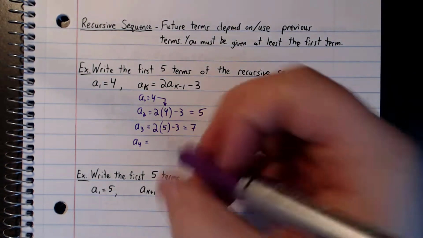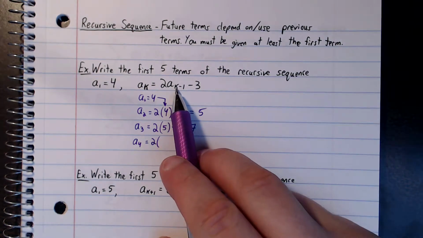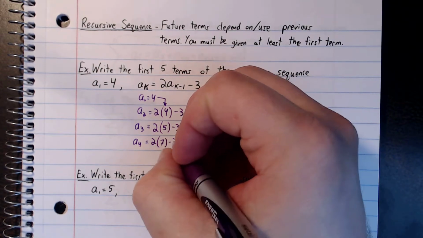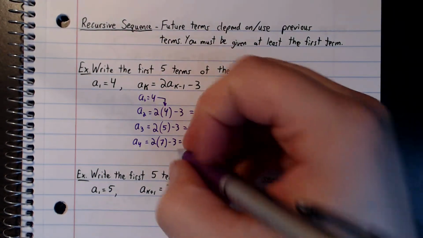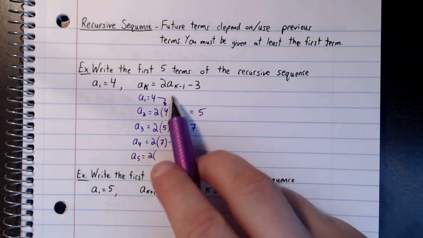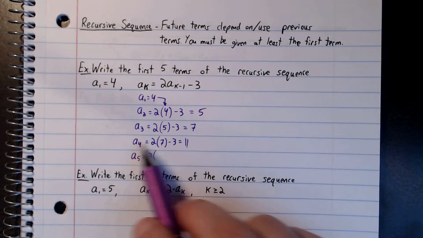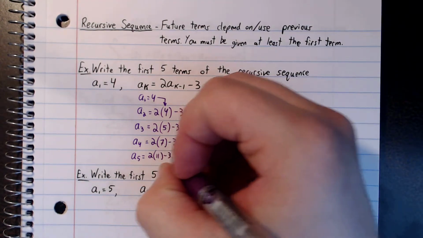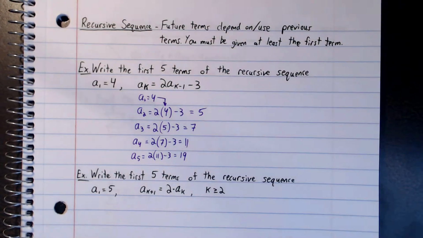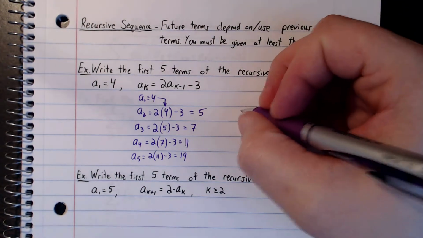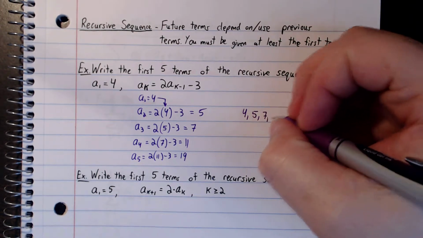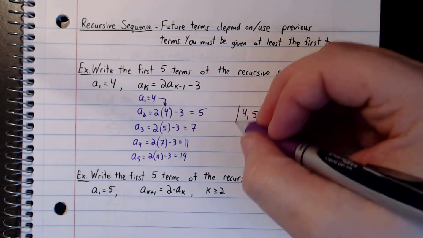For A4, I have to use 4 minus 1. So the third term here is 7. So that's 14 minus 3, 11. And finally, for the fifth term, 5 minus 1 is 4, so the fourth term here is 11. 2 times 11, 22 minus 1 is 19. So here's our solution. We want the first 5 terms: 4, 5, 7, 11, 19.